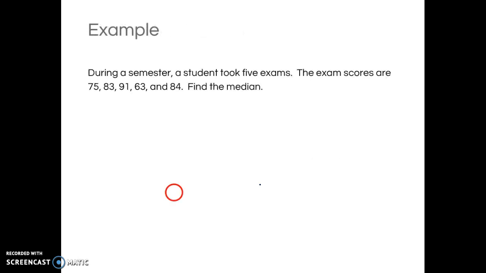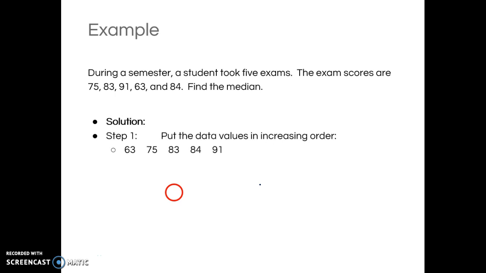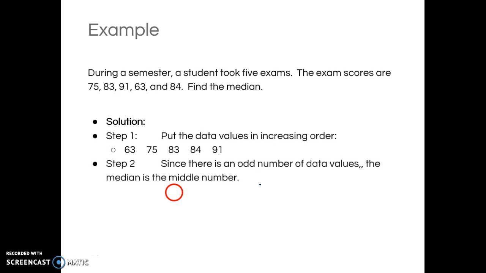So let's look at an example. The original example, I believe, during the semester, a student took 5 exams. The exam scores are 75, 83, 91, 63, and 84. Find the median. So we're going to put them in order, which I did here, 63, 75, 83, 84, 91. So there's an odd number of numbers. Basically what I would do is I would mark off the ends, and then I would mark off the next two until I get to the center, which is 83. So 83 would be the median here.